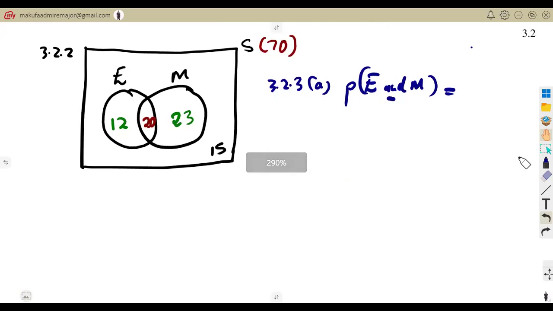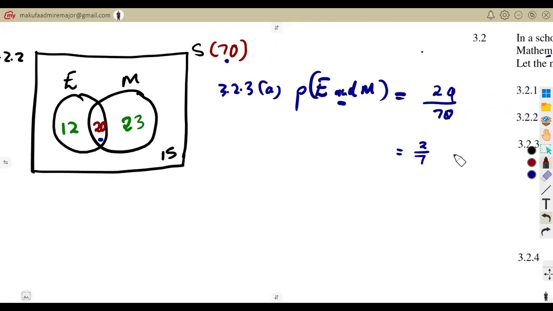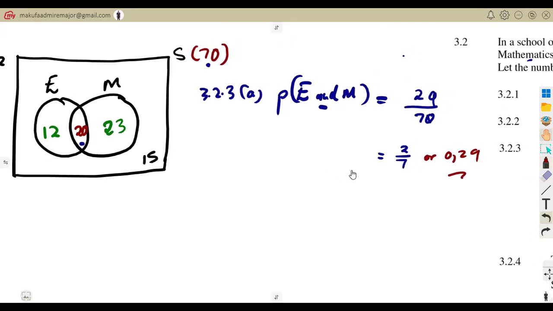So probability is what? What is in this set of E and M? They are 20. Out of what? The total. How many learners do we have in the sample space? 70. Just like that. So on your calculator, that was going to give you a 2/7. You can have it as a fraction. You can have it as a decimal. If you round it to 2 decimal places, it was going to be 0.29. You can have it as a percentage, the way that you want. That's it.